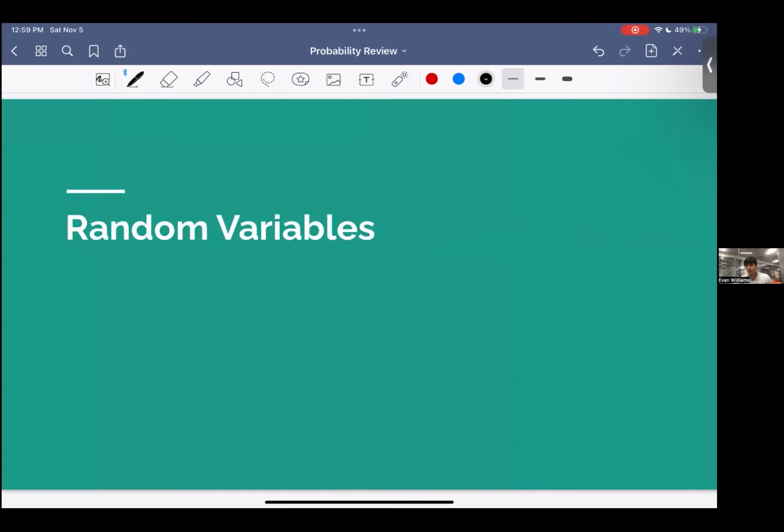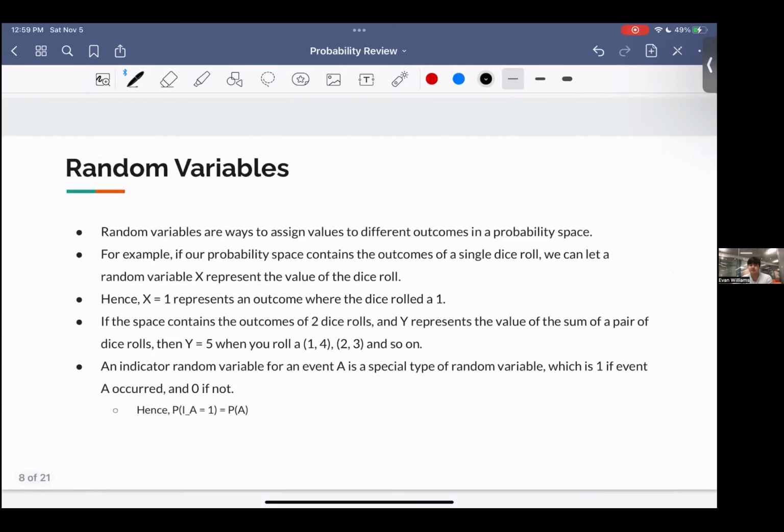Okay, so now let's talk about random variables, which help us put a little bit more generalization on these ideas of events and subspaces. Random variables are just a way for us to assign values to different outcomes in a probability space. For example, let's say our probability space contains the outcomes of a dice roll. We can let some random variable x represent the value of the dice roll. So if x is equal to 1, that's the outcome that occurs when the dice roll is 1.